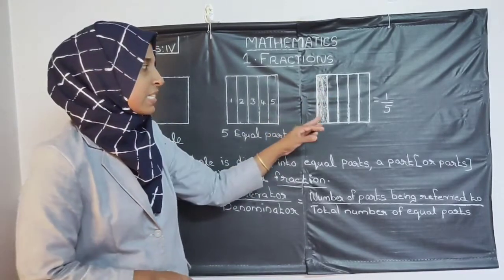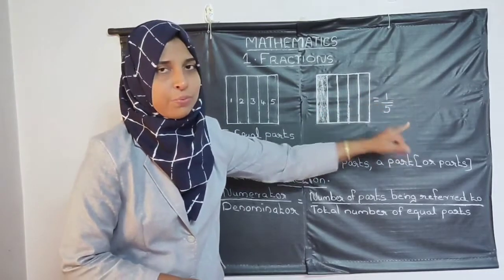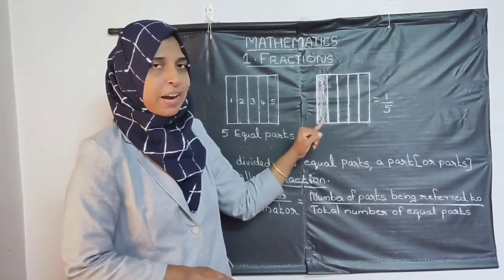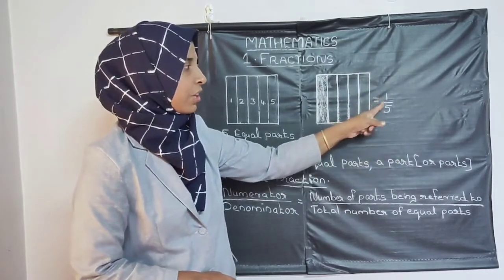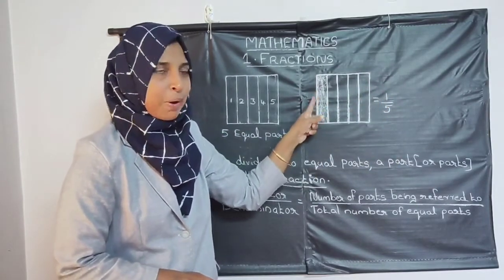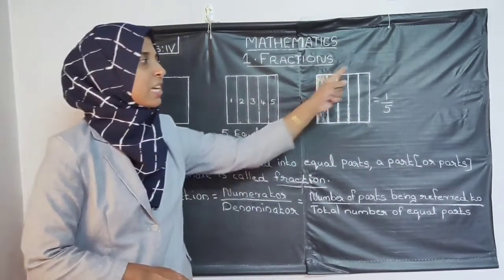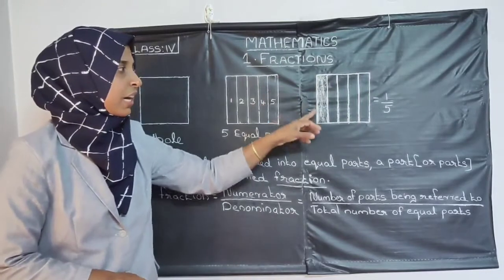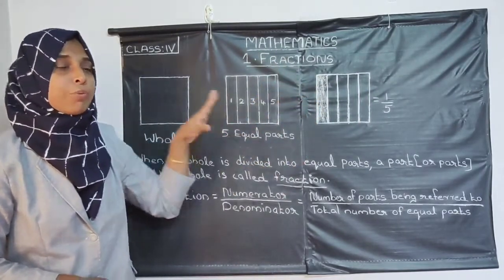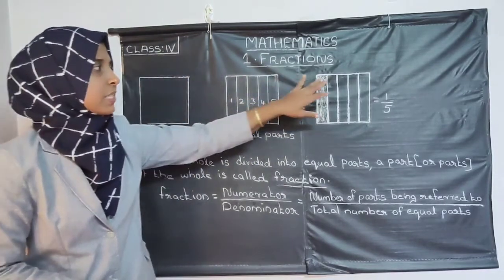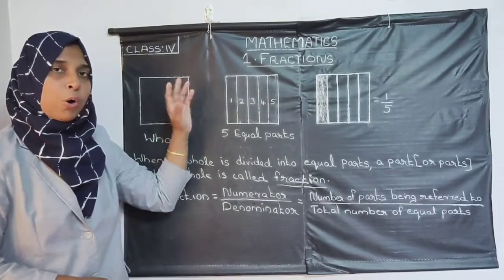And this part is equal to the fraction 1 by 5. Look here, one shaded part from the 5 equal parts. That is 1 by 5. So we can say this shaded part is the 1 by 5th of the whole square.